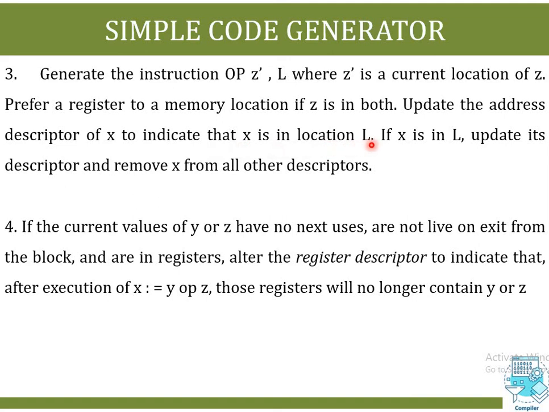This is the third step, and the last step is that once we don't need y and z anymore, we can deallocate the space. We can just remove y and z from the registers. For that we will make use of register descriptors. So these are the steps we have to follow for implementing the code generator.